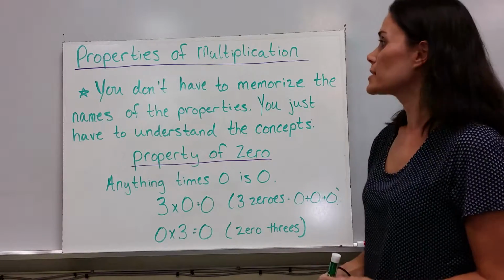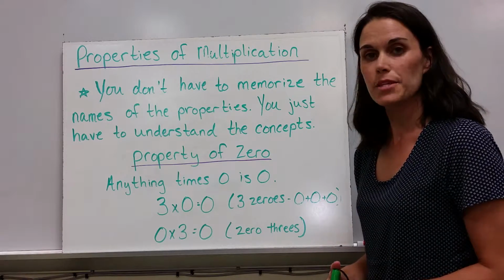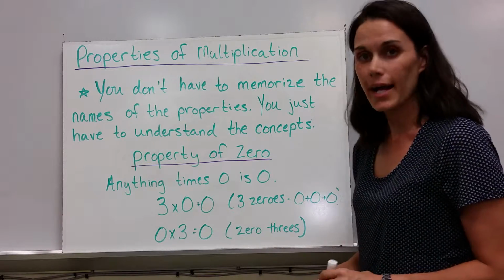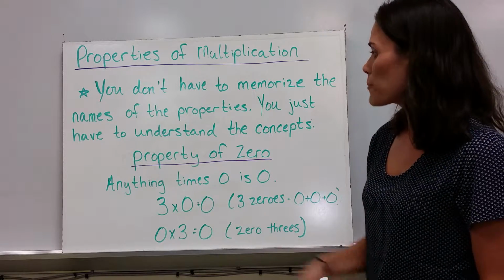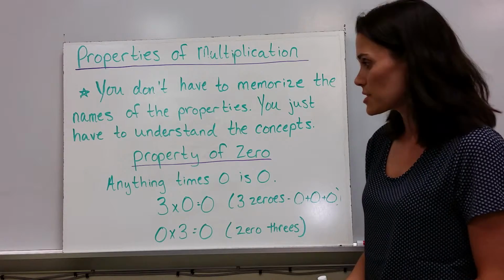Properties of multiplication. In the third grade, the students do not have to memorize each of the properties' names. They just have to understand the concept behind each property. So the first property is the property of 0, which says anything times 0 is 0.